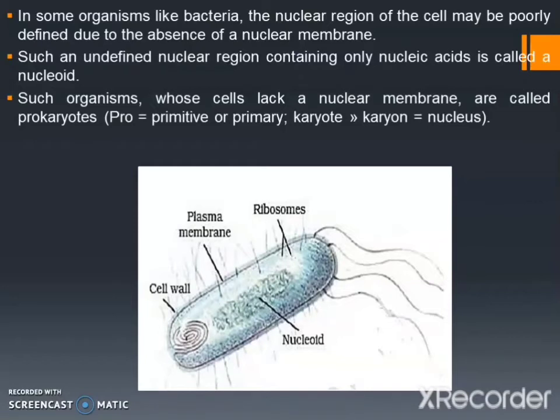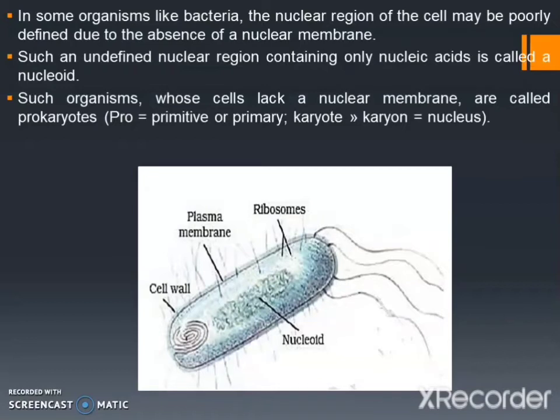And in case of bacteria where the nucleus is not well defined, we are calling them as nucleoid. അവരെ നമ്മൾ ന്യൂക്ലിയസ് എന്നല്ല വിളിക്കുന്നത്. അവരുടെ ശരീരത്തിലുള്ളതിന് we are not calling it as nucleus, we are calling it as nucleoid. Okay, and such organisms who lack a nuclear membrane are called as prokaryotes.